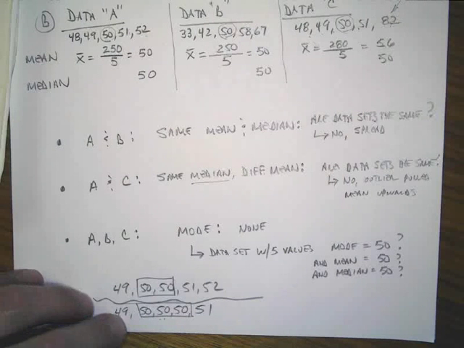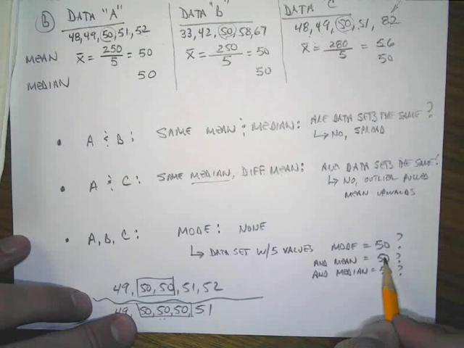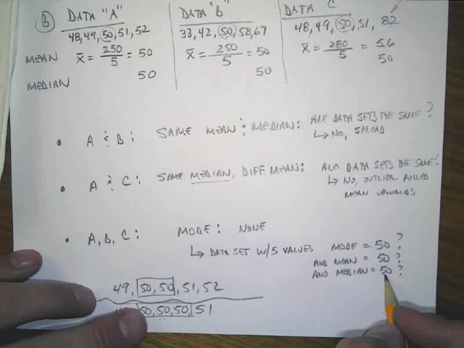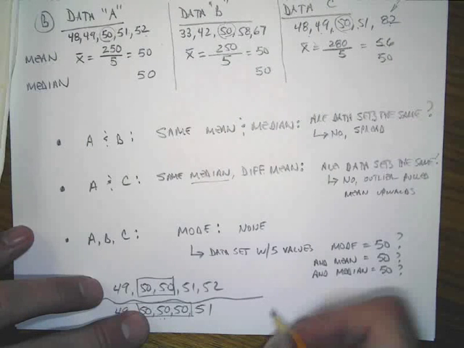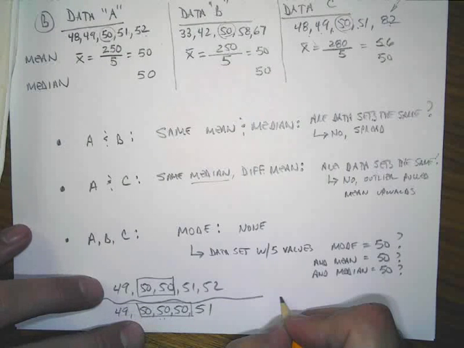Can you come up with a data set that has mode 50, mean 50, median not 50? Well, how about if we do... I'm not sure I can do it. I'll tell you what, I'll leave it to you to see if you can figure it out, and we'll follow up in our next class.